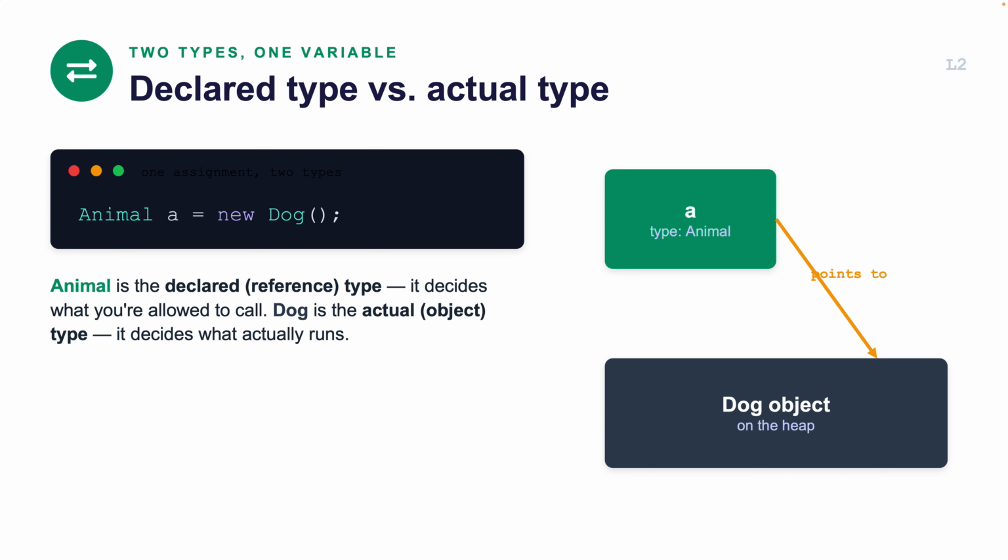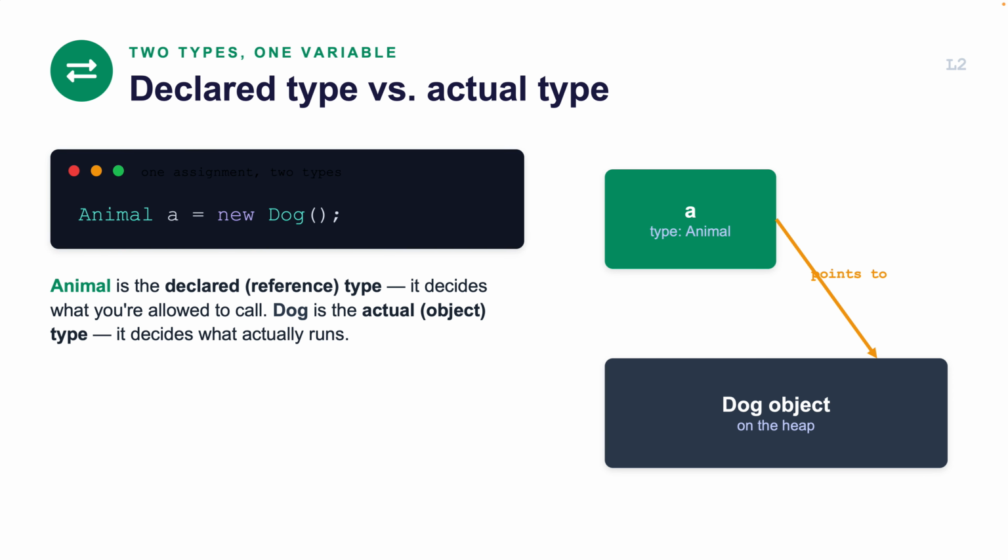Alright, so this lesson hinges on one distinction, so let's nail it right away. Every object reference has two types. The declared type is what you wrote on the left of the equal sign when you created the variable. The actual type is the real object that was constructed on the right with new. These can be different. In the example, the variable is declared as Animal, but the actual object is a Dog. Both statements are true at the same time.